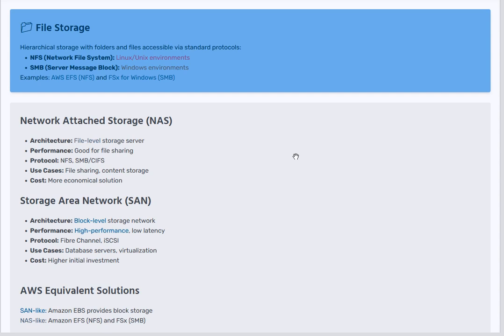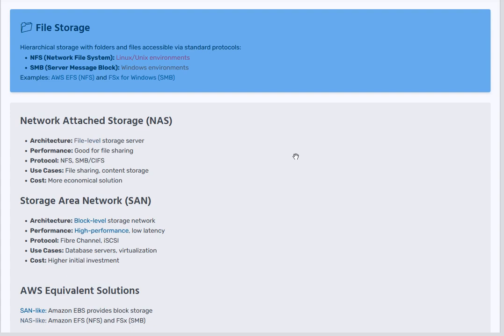So NAS, network attached storage, as the name says, right? A storage which is attached to a network, so we can access it through sharing. What is the use? It's a storage which is available through the network, via Cat 5 or whatever cable, or wirelessly. So the protocols are normal, and the architecture is a file level storage server.